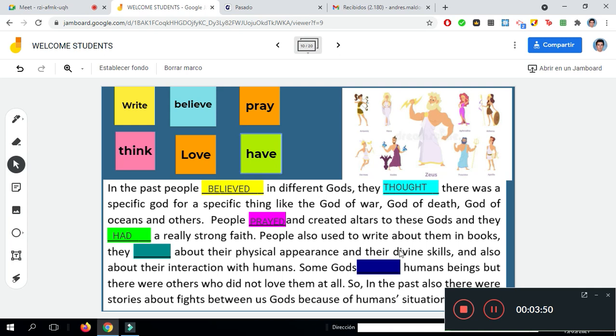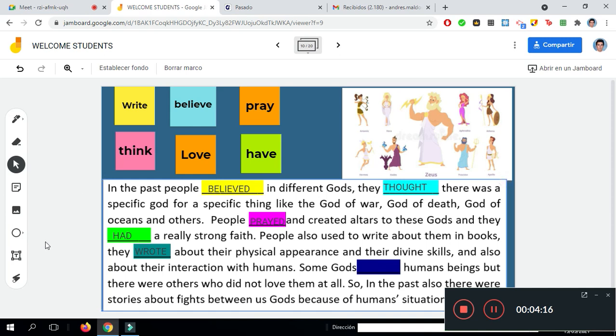People used to write about them in books. They, in this case, is they wrote. Wrote is an irregular verb, the past conjugation of the verb write. That means escribir. Okay, it's an irregular verb. They wrote about their physical appearance and their divine skills, and also about their interaction with humans.